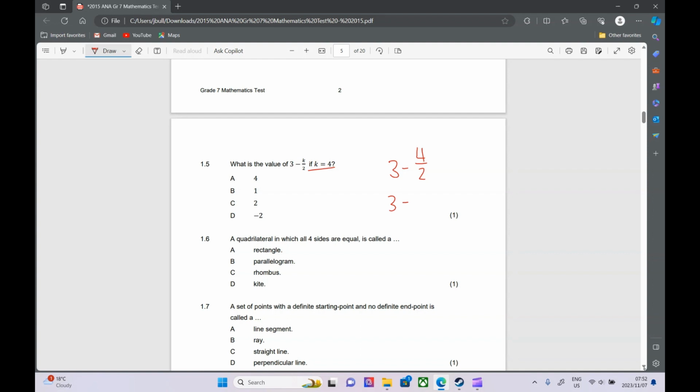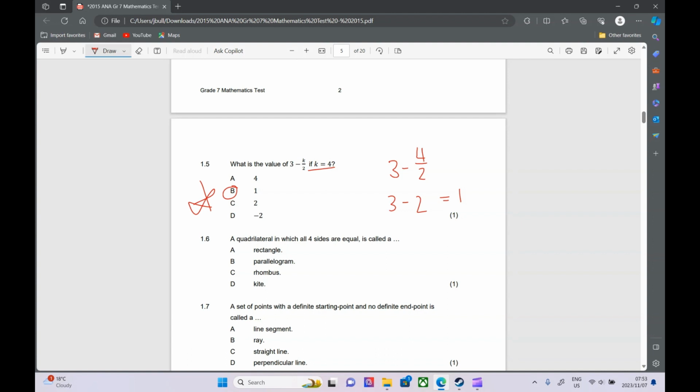4 over 2 is the same as saying 4 divided by 2. So 4 divided by 2 is just 2. So 3 take away 2 is going to give us just 1. Okay, so my trick for these multiple choices, before you even look at the options here, just try work it out, because otherwise sometimes the options are there to confuse you.